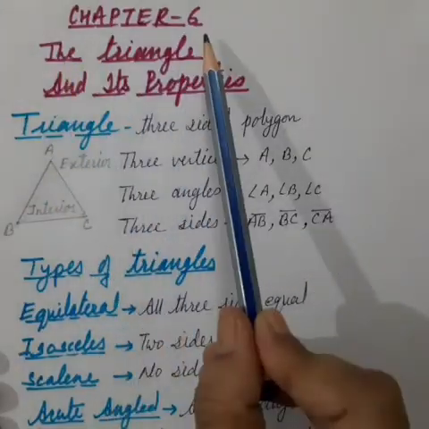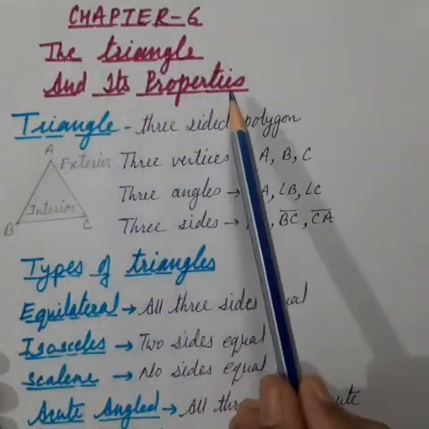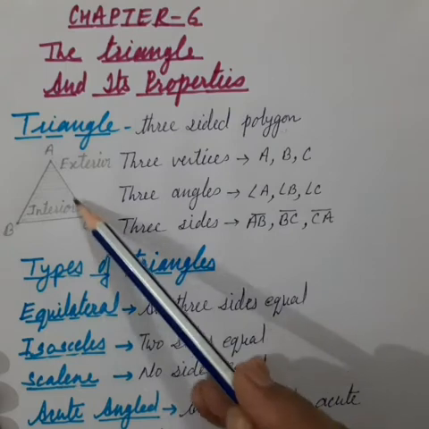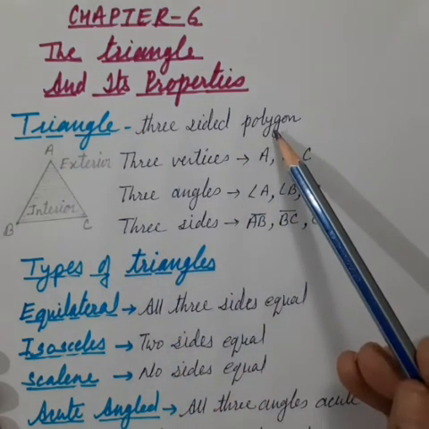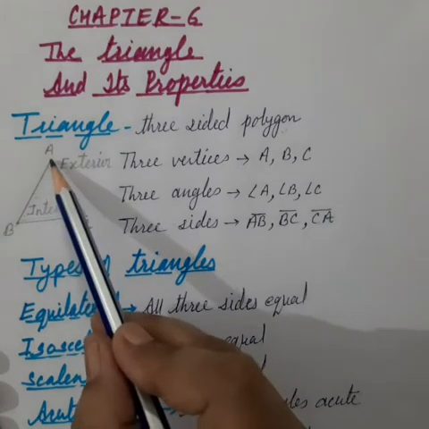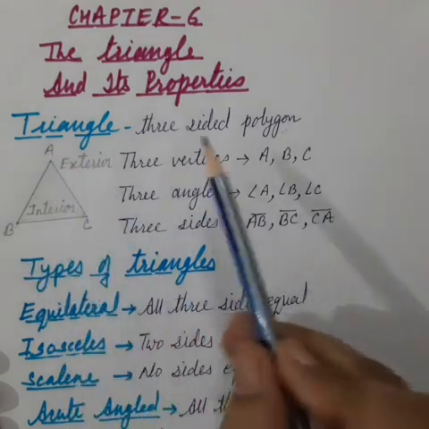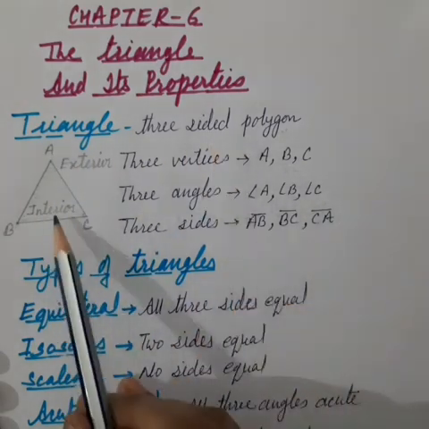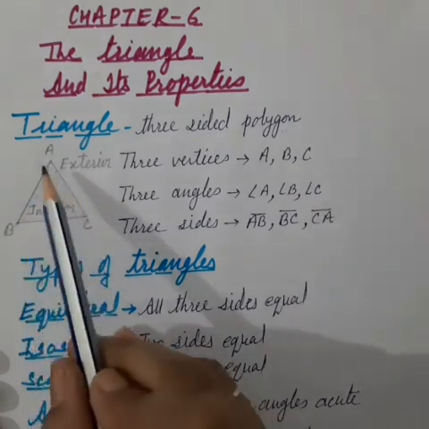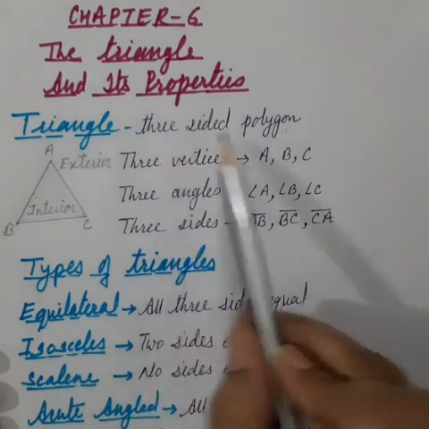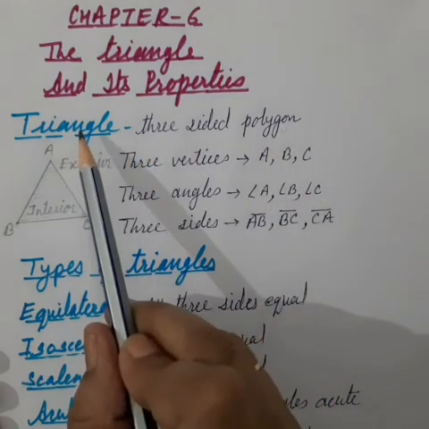We are starting chapter 6, the triangle and its properties. A closed curve made up of line segments only is called a polygon, and in a polygon the line segments are called its sides. So this is the polygon. This curve is a polygon and it has three sides. So a three-sided polygon is called a triangle.